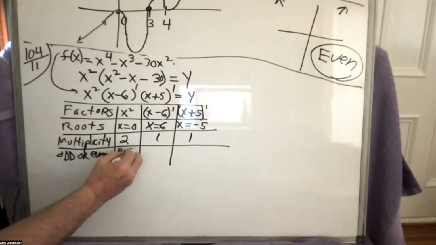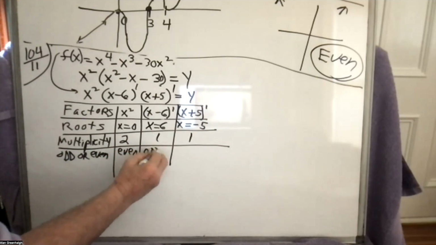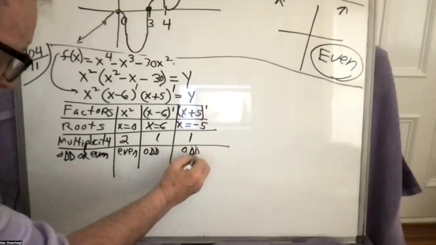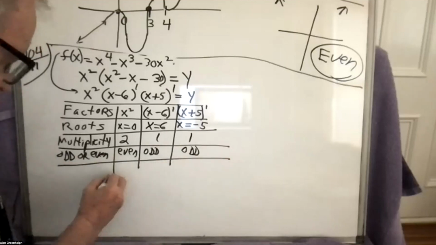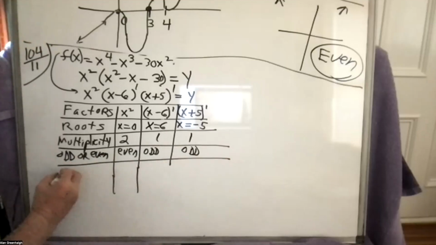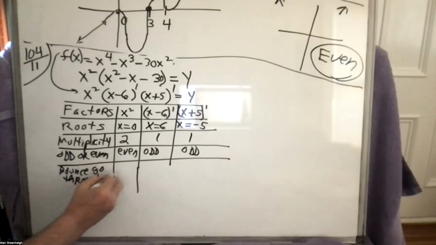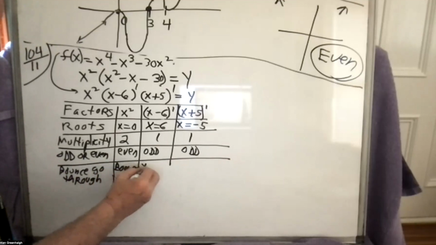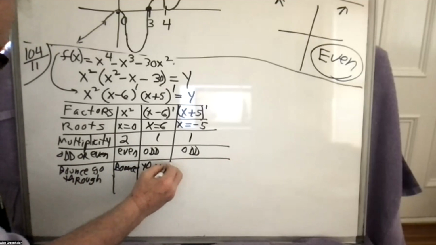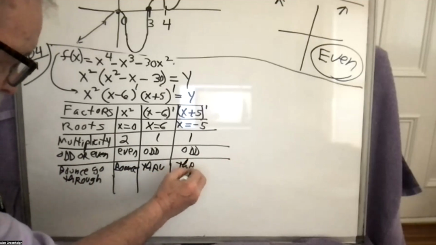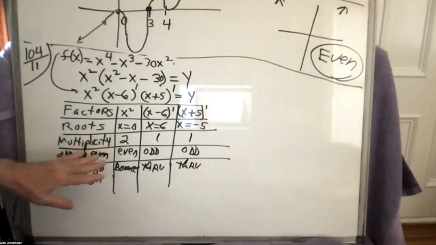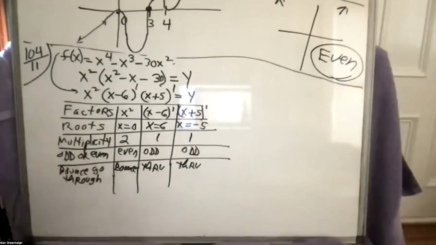Even. Odd. Odd. What happens when it's even? Does it bounce or go through? It bounces when it's even. It goes through when it's odd. That's all we need to know.